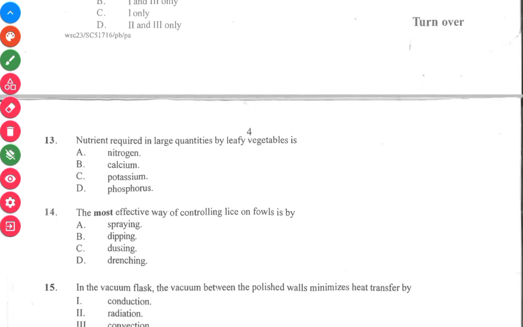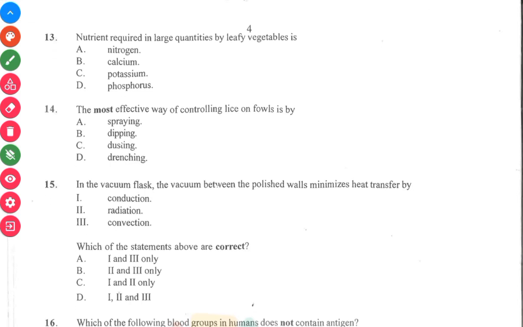Question number 13. The nutrient required in large quantities by leafy vegetables is A. Nitrogen, B. Calcium, C. Potassium, D. Phosphorus. The answer to question 13 is A. Nitrogen. Question 14. The most effective way of controlling lice on fowls is by A. Spraying, B. Dipping, C. Dusting, D. Drenching. And question number 14. The answer is B. Dipping.